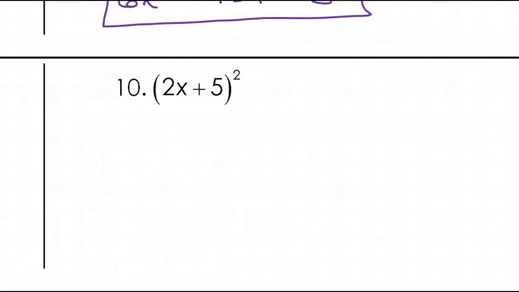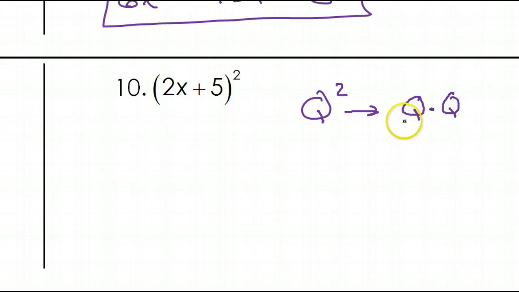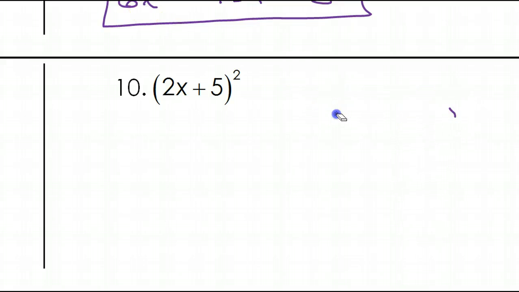Last but not least, this one looks a bit strange, but you know what it means to square something. For example, if I have q squared, what does that really mean? Q squared means q times q. So anything squared means that thing times itself. So whatever you do, don't just square these two things on the inside. Don't just square the 2x and square the 5 and think that's the answer.